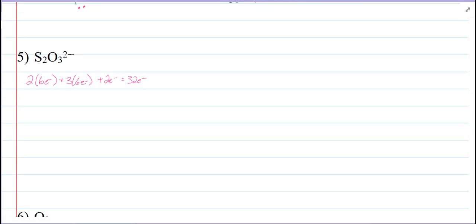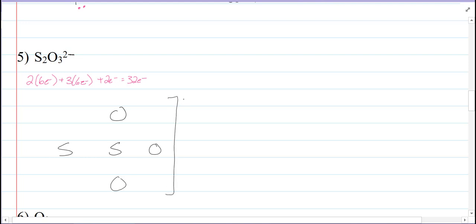Well, one of the sulfurs is probably in the middle. Sulfur, oxygen. I'm with it now. 2 minus. Bond them. 2, 4, 6, 8, 10, 12, 14, 16, 18, 20. And you guys probably know that 32 divided by 4 is 8. 8 times 4 is 32. There we go.